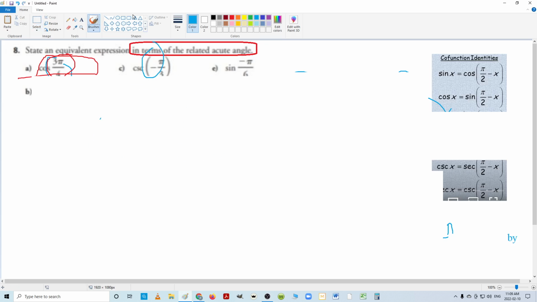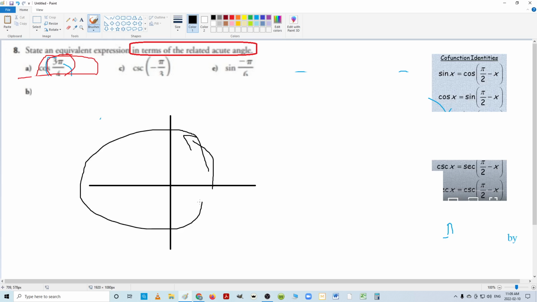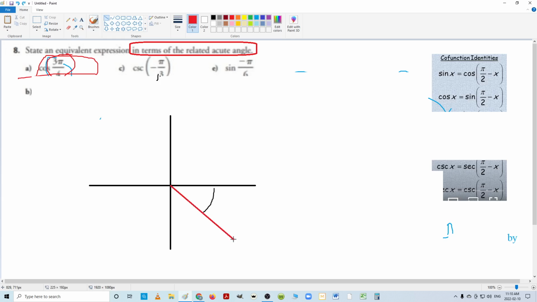What is a negative angle? Okay, so if I draw my unit circle, principal angles always go this way, all the way around. Negative angles go this way. So this is a negative angle of pi over 3. So if I draw my principal arm, this is my principal arm. It's negative pi over 3. That's the angle.